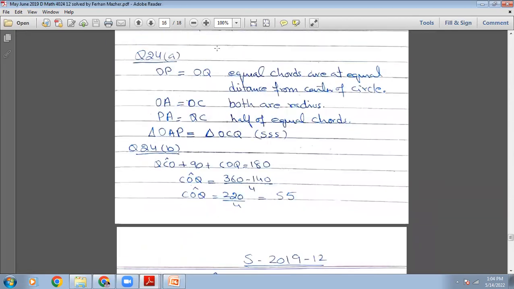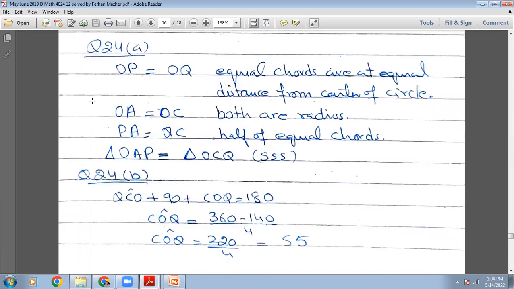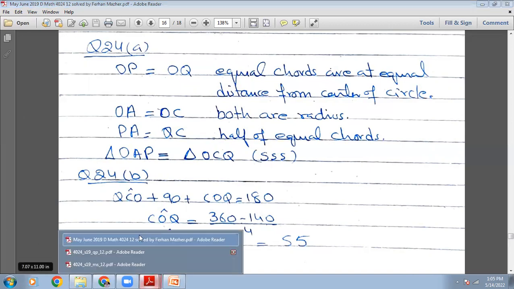So here we go. Try to understand, it's a quite tricky question. OP equals OQ, which means equal chords are at equal distance from the center of the circle. OA equals OC, both are radii. PA equals QC, because halves of equal chords are also equal to each other. So we can say that triangle OAP is congruent to triangle OCQ because of the side postulate.